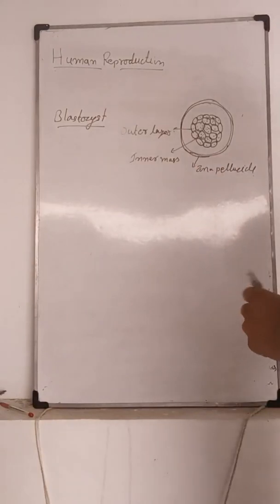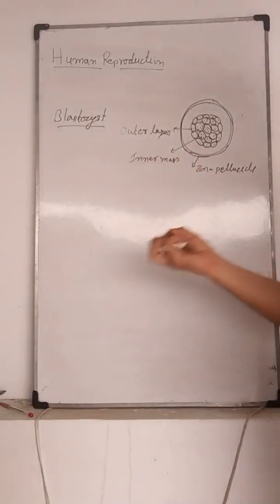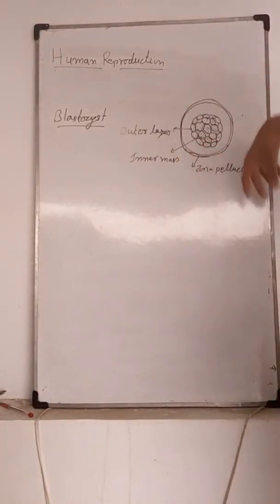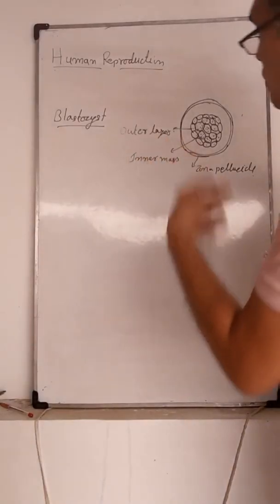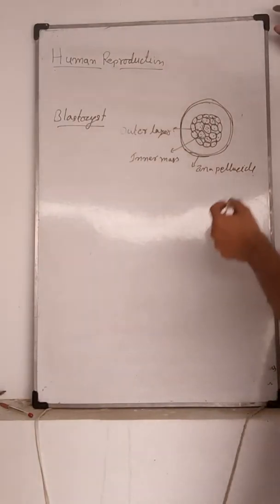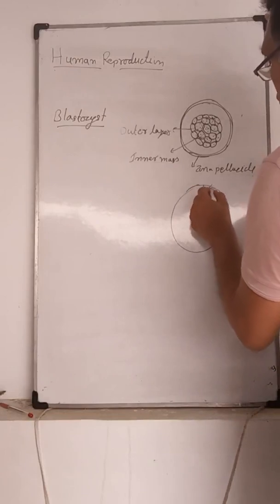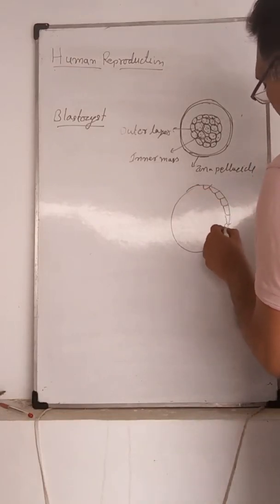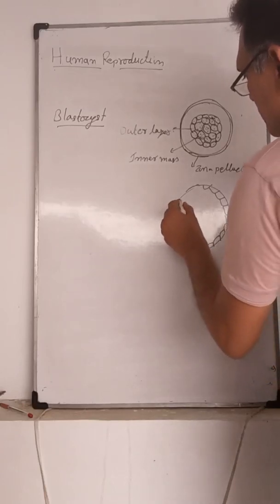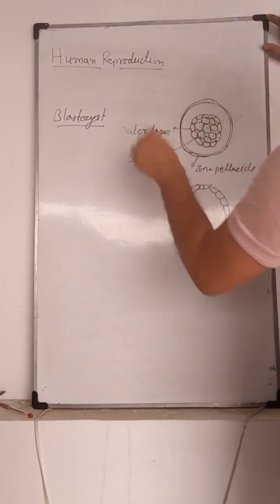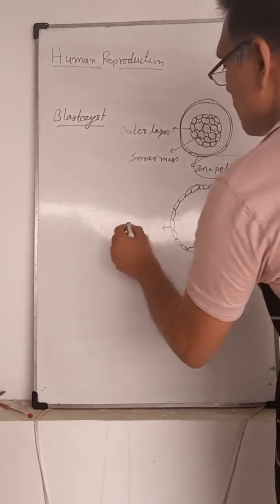The blastocyst absorbs the nutritive substance from the uterine mucous membrane, and it is filled inside the cavity of the blastocyst. And these cells will move apart from each other. Now the zona pellucida will be absorbed, and this outer layer is known as the trophoblast.